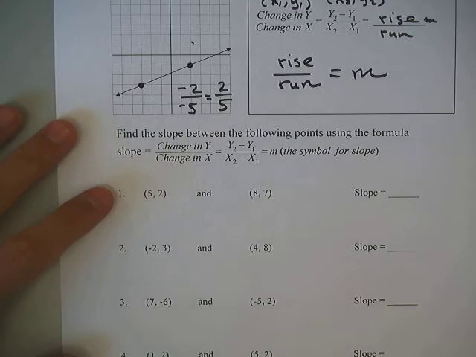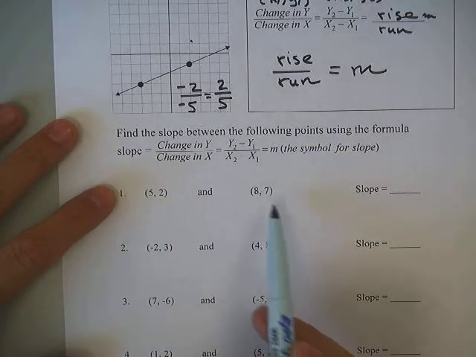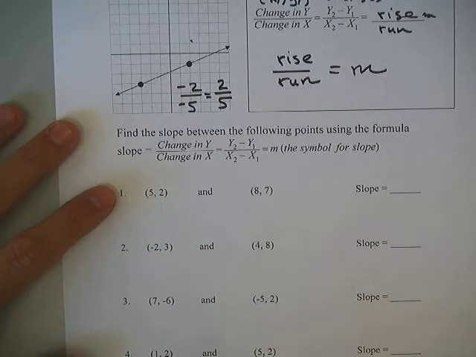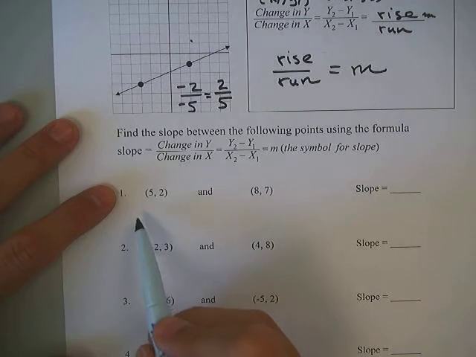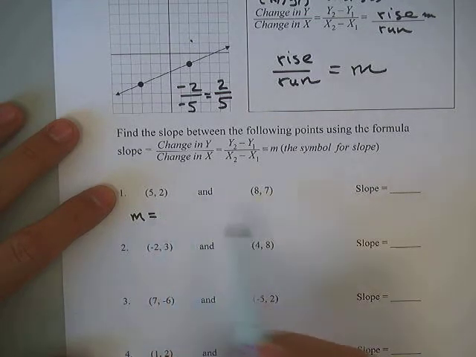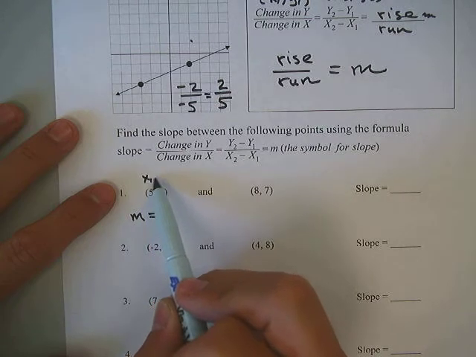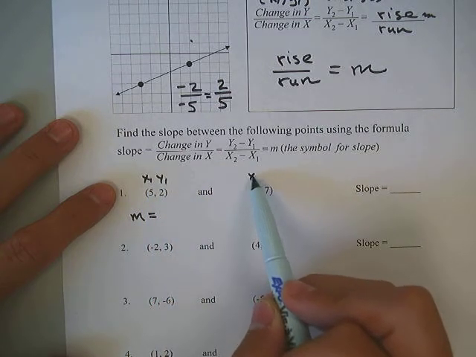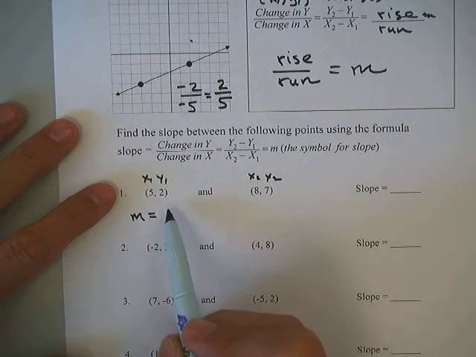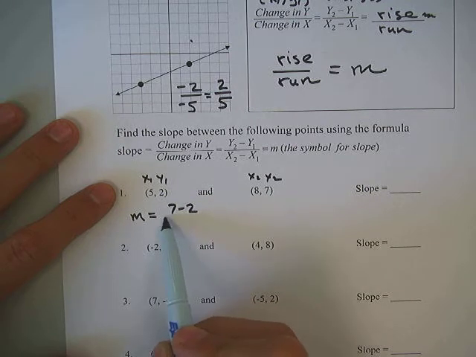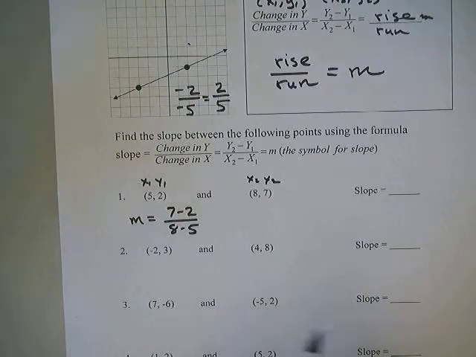So let's try some examples here. I got some examples down here for us. What about this first one? If I have 2 points, 5, 2, and 8, 7, what's the slope between them? So what we would do is m equals, and I would do y2. If you label these, this is x1, y1, x2, y2. So I would do 7 minus 2 over 8 minus 5.